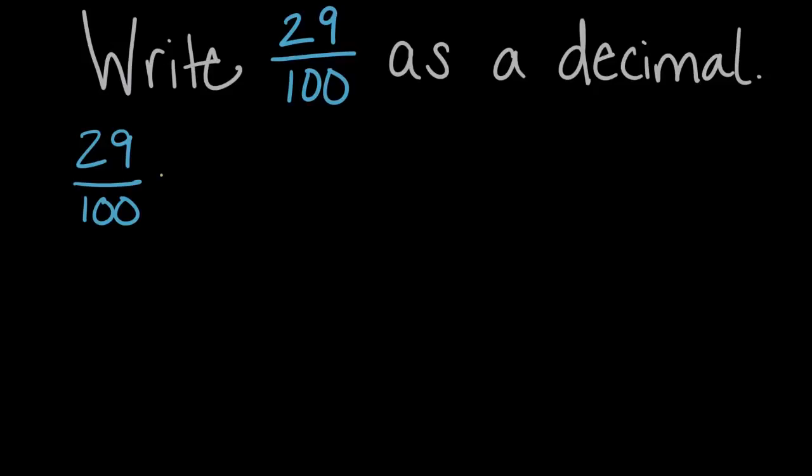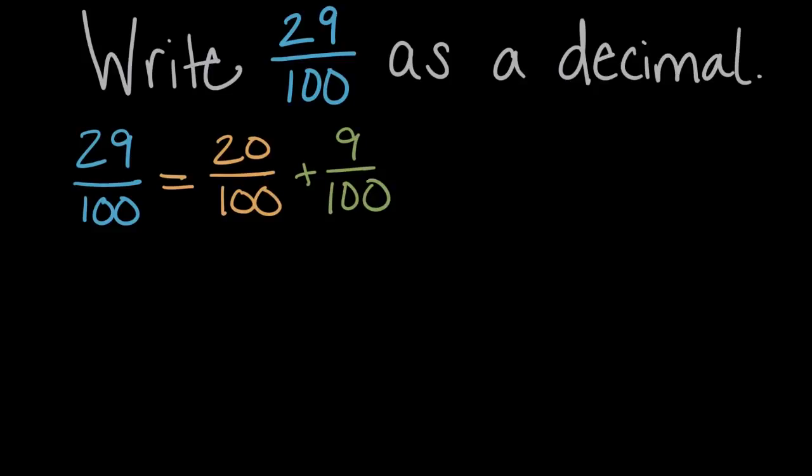29 hundredths, we can break that down into 20 hundredths plus 9 hundredths. 20 hundredths plus 9 more hundredths is equal to 29 hundredths. So we've just broken it down some here. It's still equivalent to 29 hundredths. We're just taking it apart, trying to get to place values.